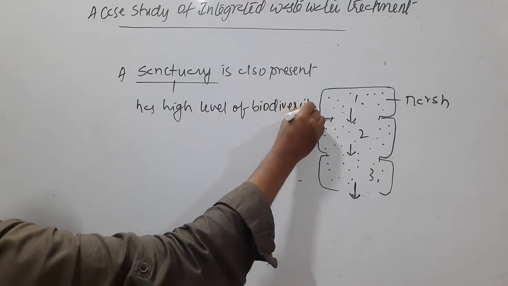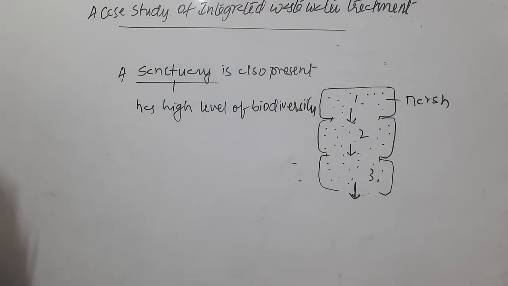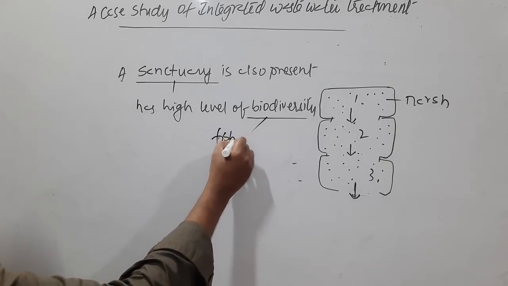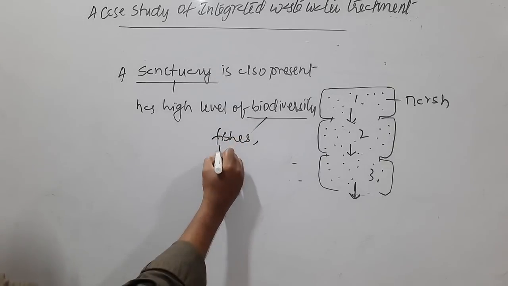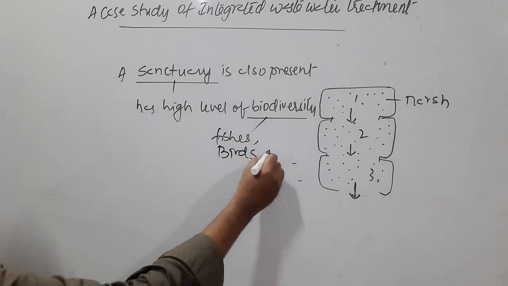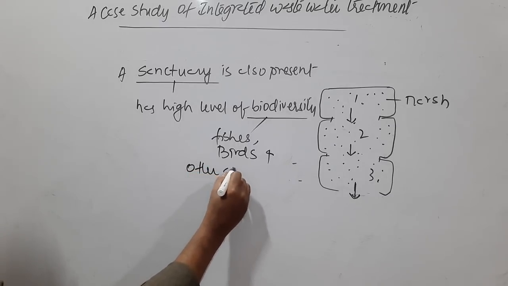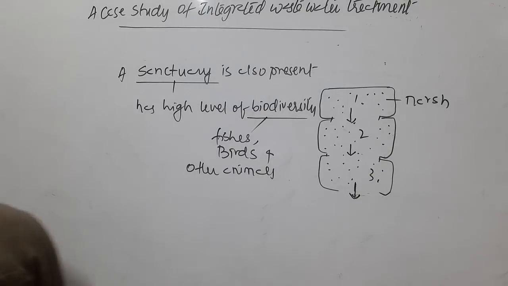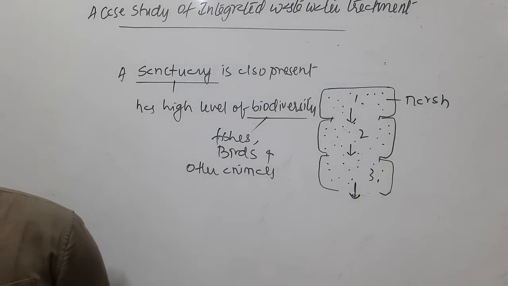biodiversity, which means it has different species in the form of fishes, birds, and many other organisms, or I mean animals. So this biodiversity is in the form of fishes, birds, and other animals. They like to live in these marshes.